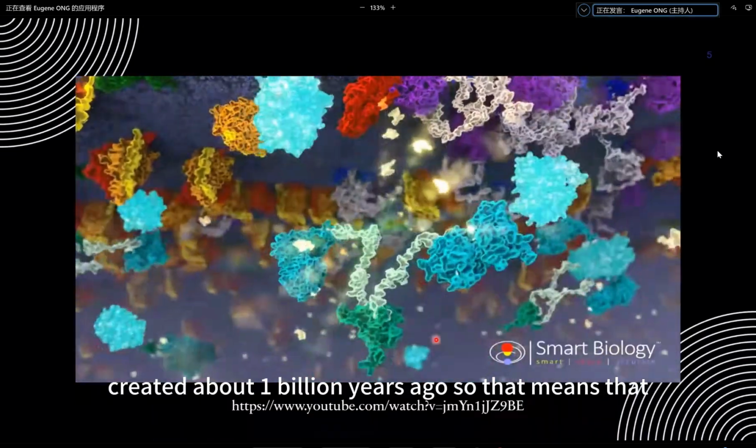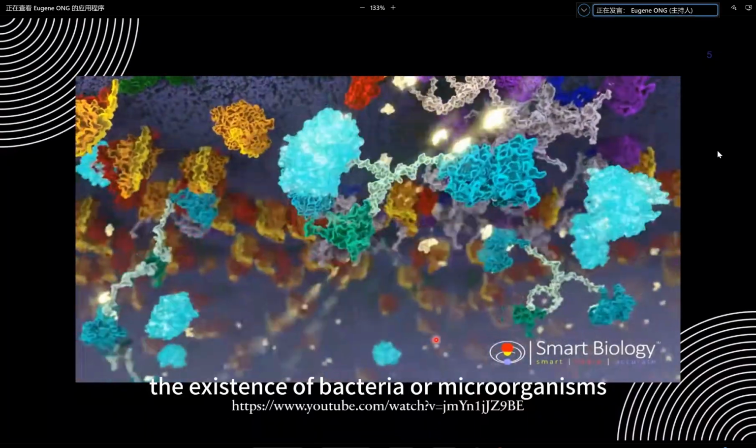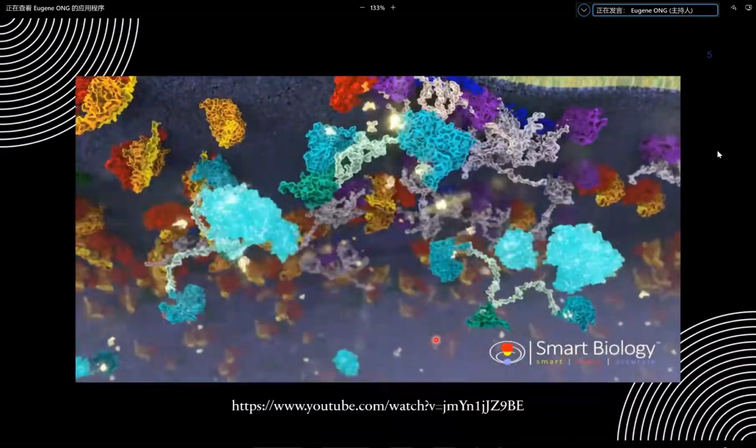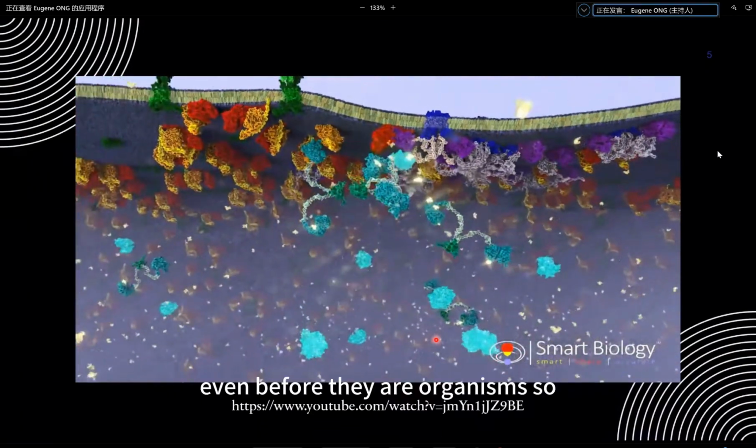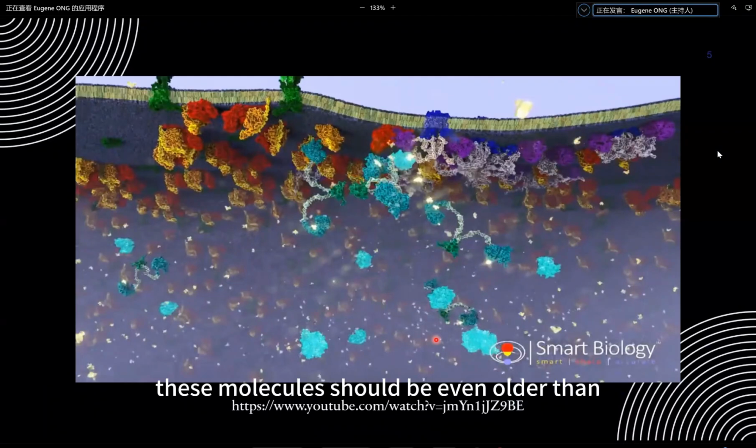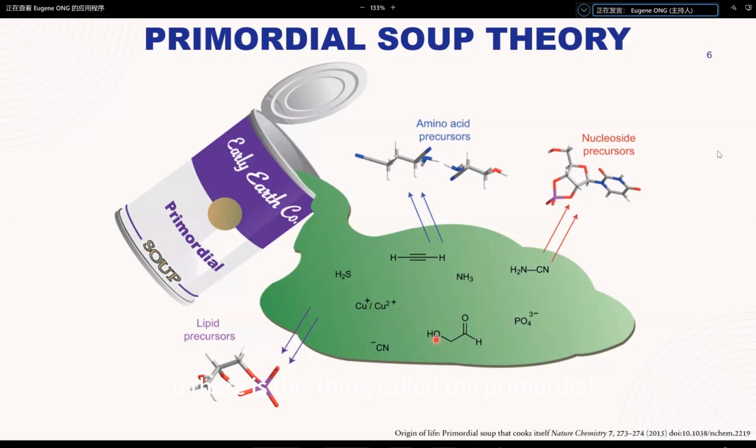That means that even before the existence of bacteria or microorganisms, there should have been some molecules that existed even before there were organisms. So these molecules should be even older than 1 billion years. There is this thing called the primordial soup theory. Is this bar blocking the text? No, nope. Oh, okay, that's great.